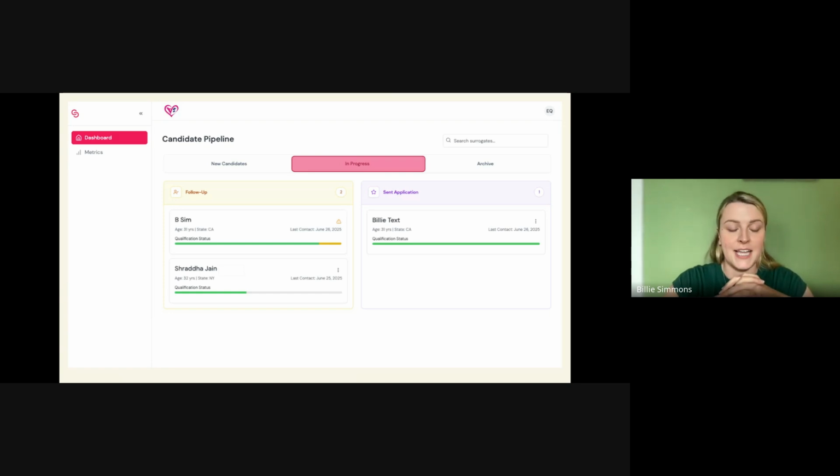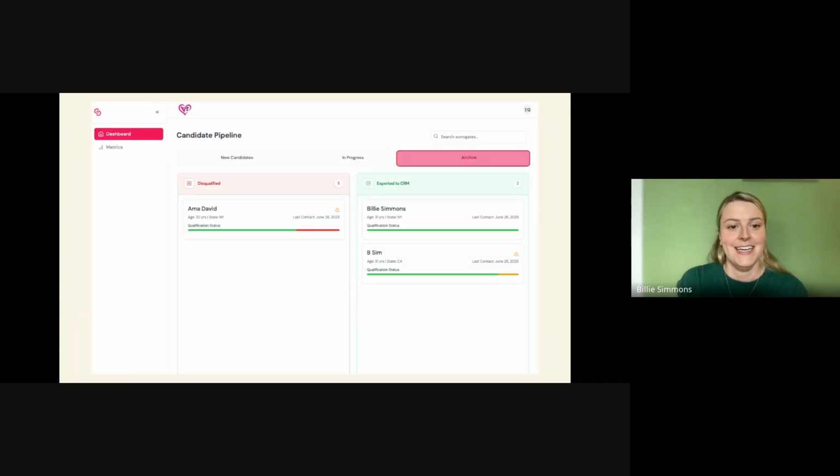And then it's really here. This is your project center, so that you can keep everyone organized and know exactly where all the candidates are. And then if we go to the next slide, this is your archive. So people that you've exported to your CRM, people that have been disqualified.